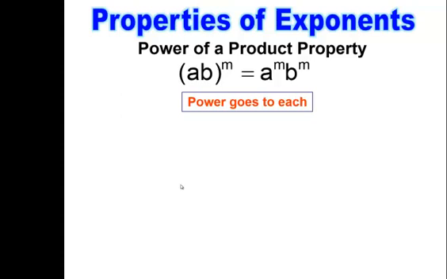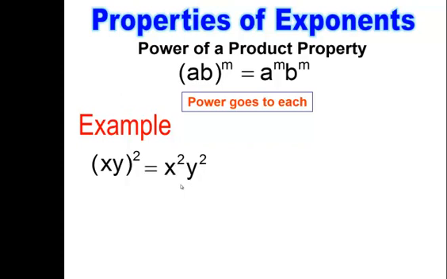So in this case, when you have a power of a product property, you need to take that power and give it to everything inside. So you end up with a to the m power and b to the m power. In this case, you see we have a quantity xy raised to the 2nd power. Well, you have to simplify. It has to be in simplest form. So you can't leave it in parentheses. So to simplify, you're going to take that power on the outside and give it to everything inside. So you end up with x squared times y squared.